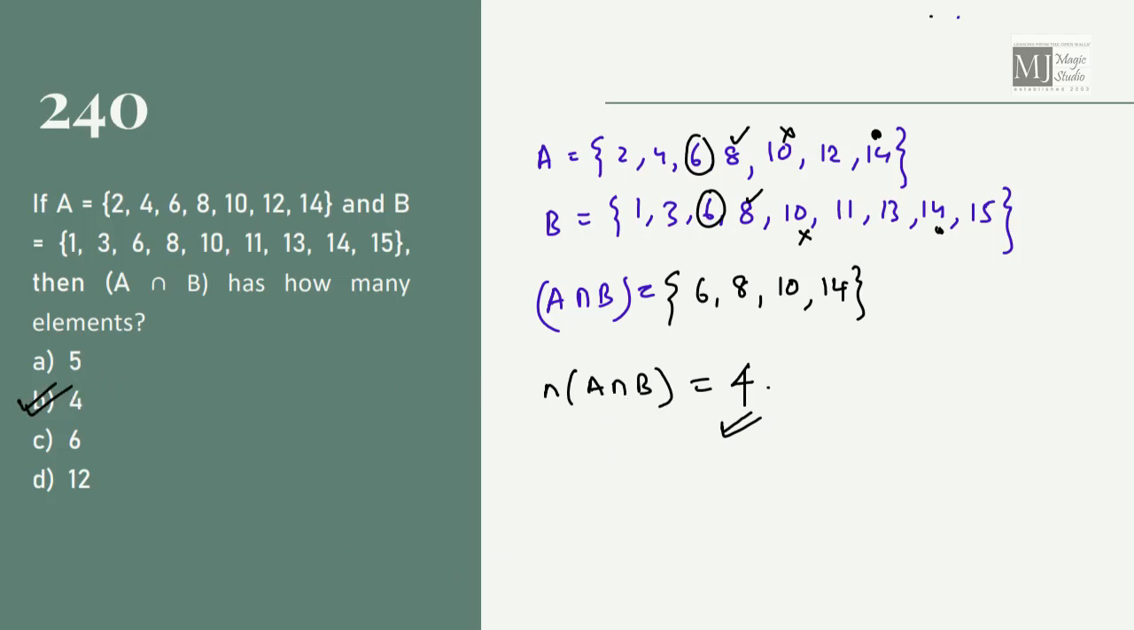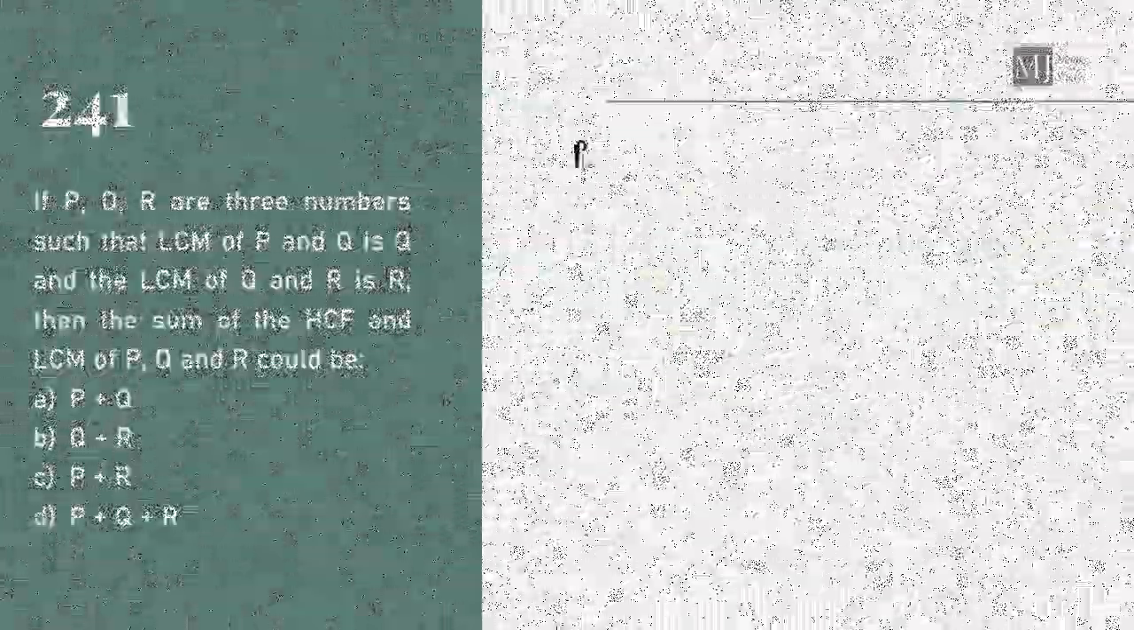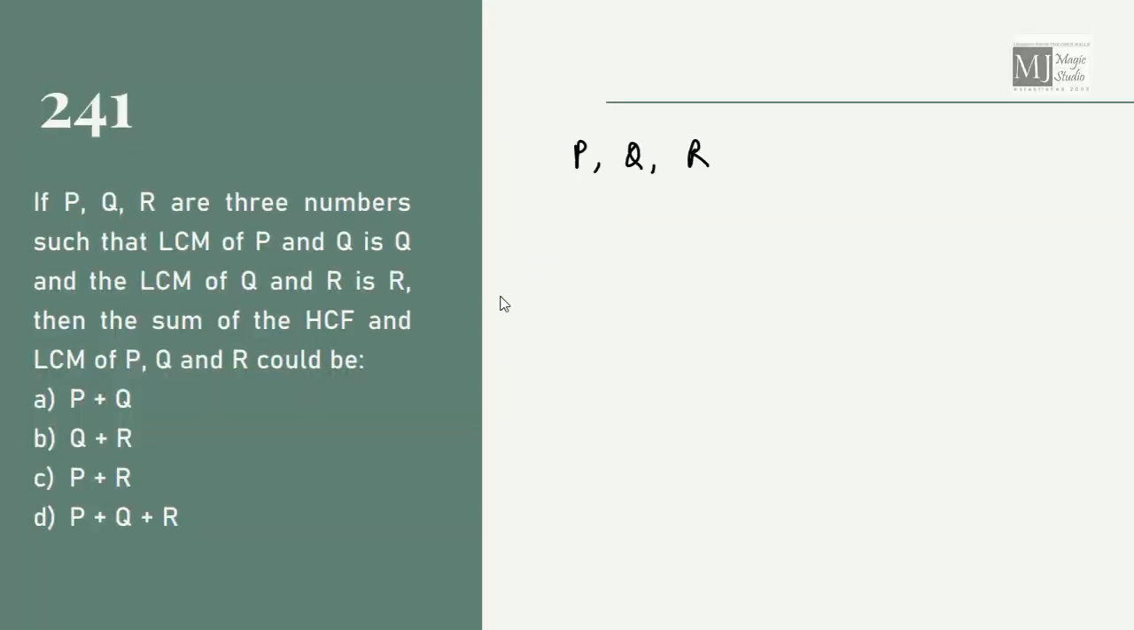Option B fits in. P, Q, R are 3 numbers such that LCM of P and Q is Q. That means Q is a multiple of P, isn't it? Maybe like K times P. Suppose we have 2 and 4, then LCM would be 4 because 4 is 2 times 2, a multiple of 2.